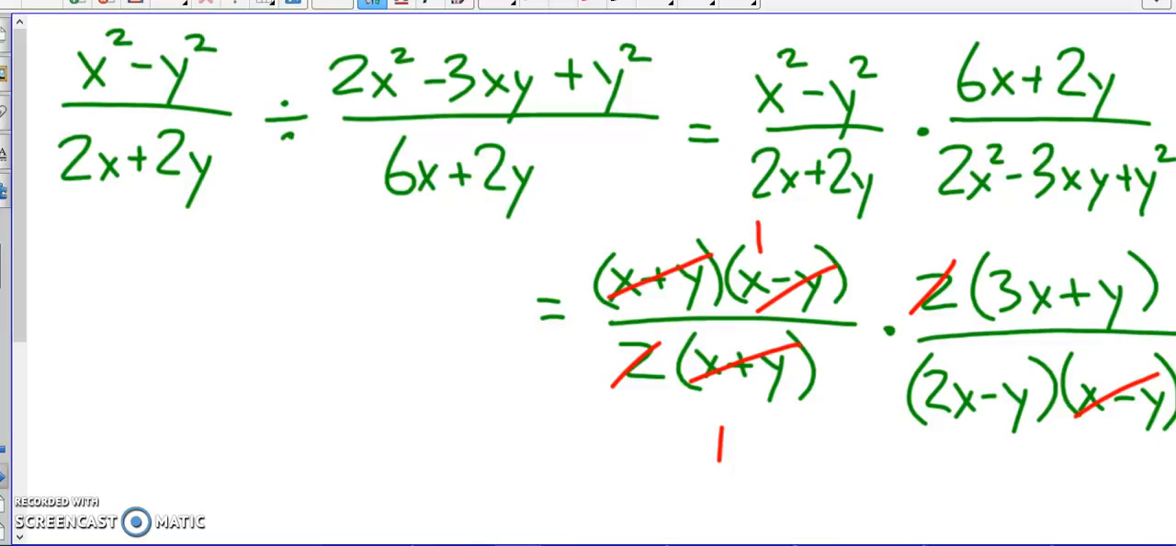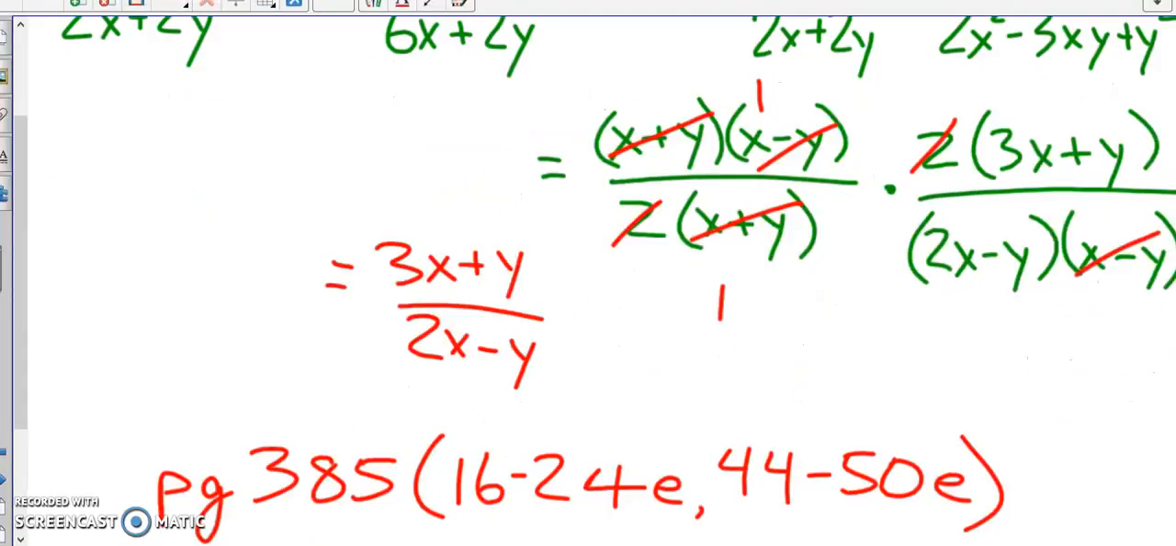So it appears I've got 3x plus y over 2x minus y. And there's your homework assignment.